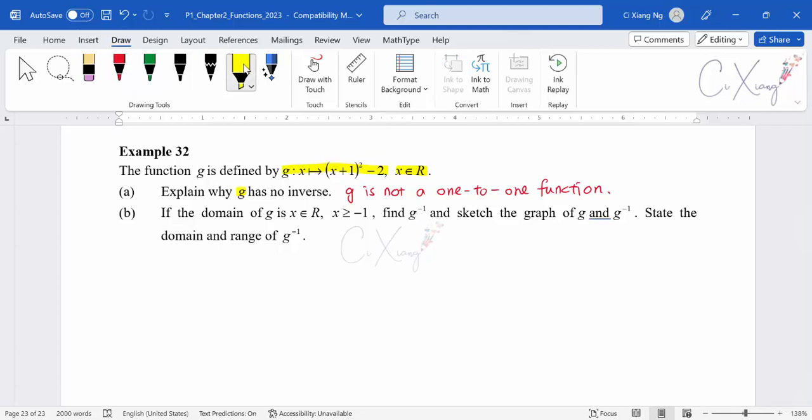Okay, then how about part B? They are saying that if the domain of g is x greater than or equal to -1, find g inverse and sketch the graph of these two. State the domain and range of g inverse as well. Okay, then let's have a look. To find g inverse, again, I will let y equal to function g.